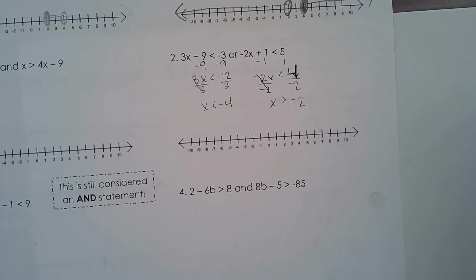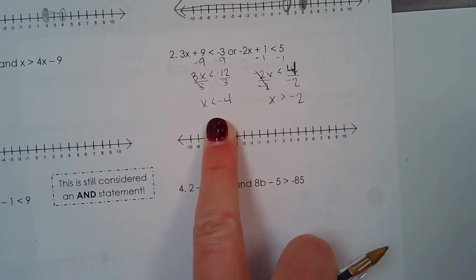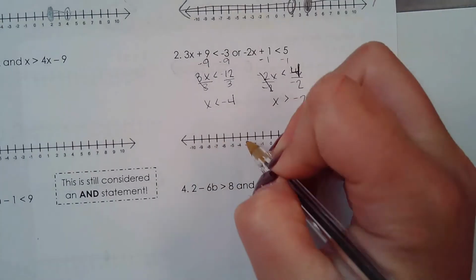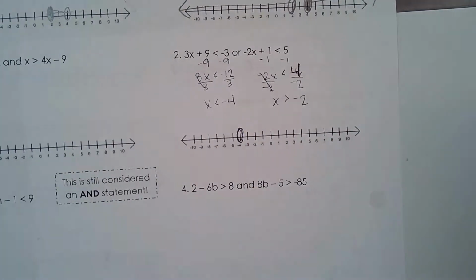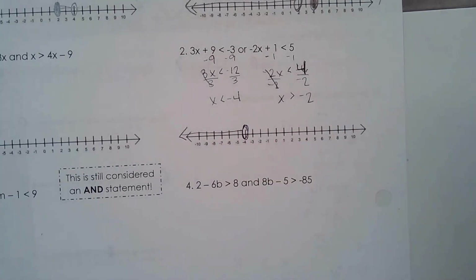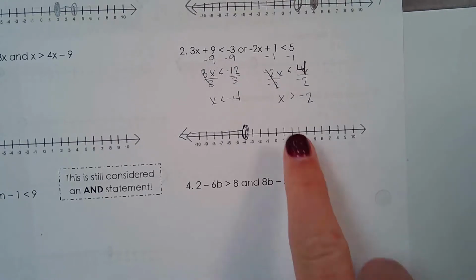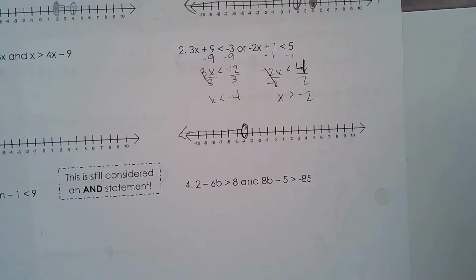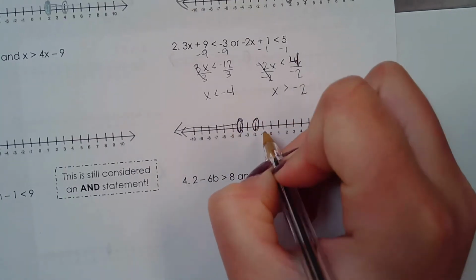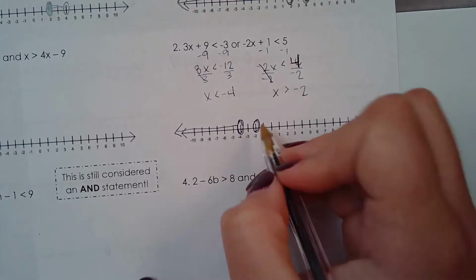All right, so we need to graph these two things. So Ashton, when we graph x is less than negative 4, is that going to be an open circle or a closed circle? Open circle, so at negative 4, we got an open circle. And do we shade left or right? Good. So then we also have to graph x is greater than negative 2. So Payton, are we going to have an open circle or a closed circle at negative 2? Open circle at negative 2. And do we shade left or right? Right. Yes, ma'am. Shade to the right.